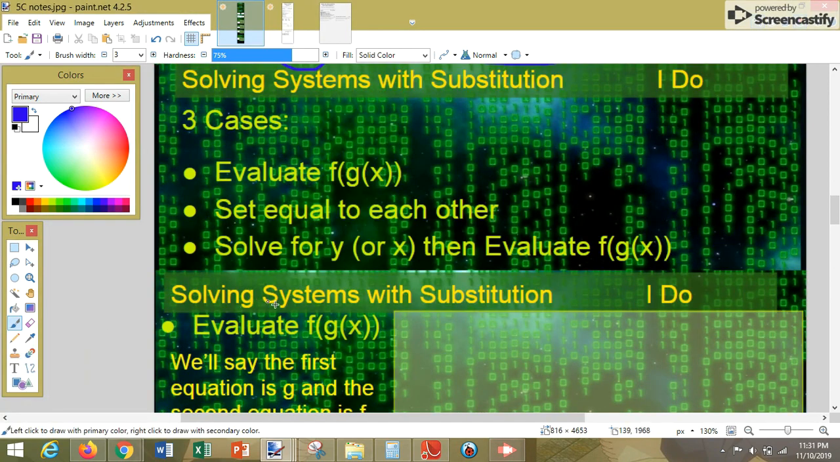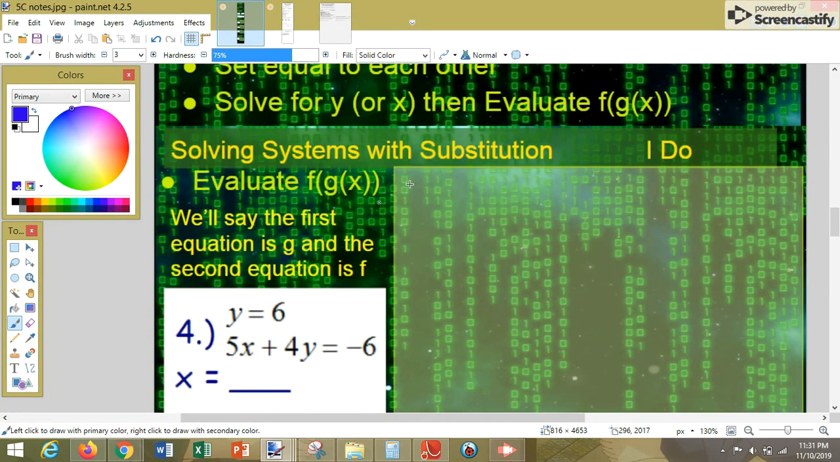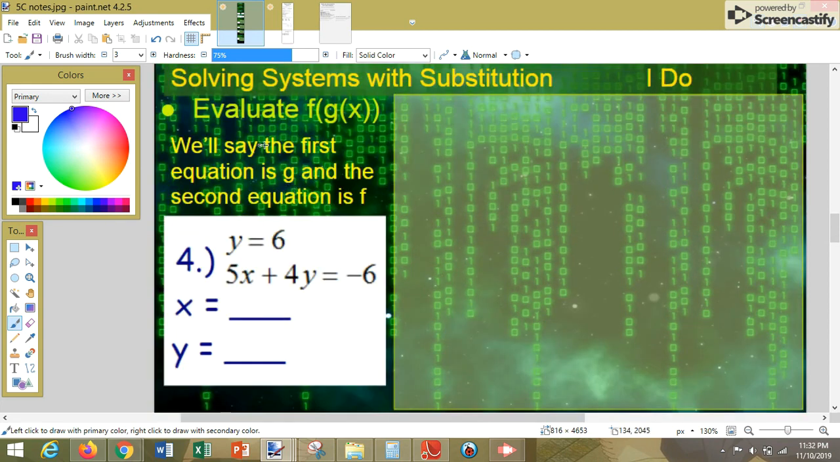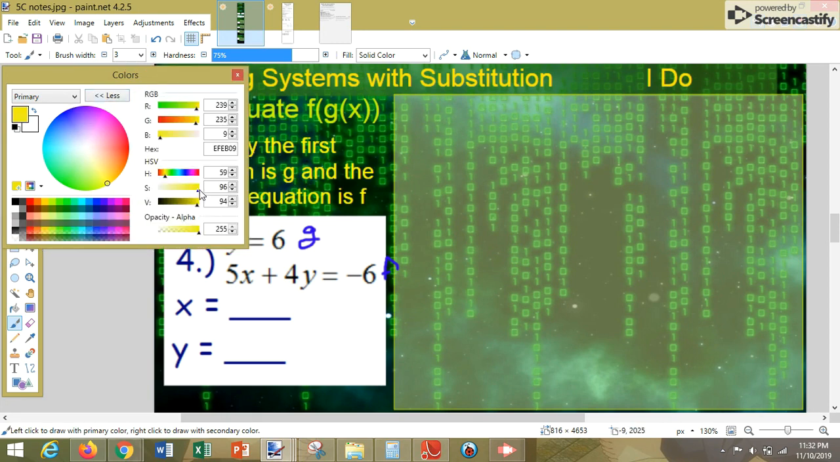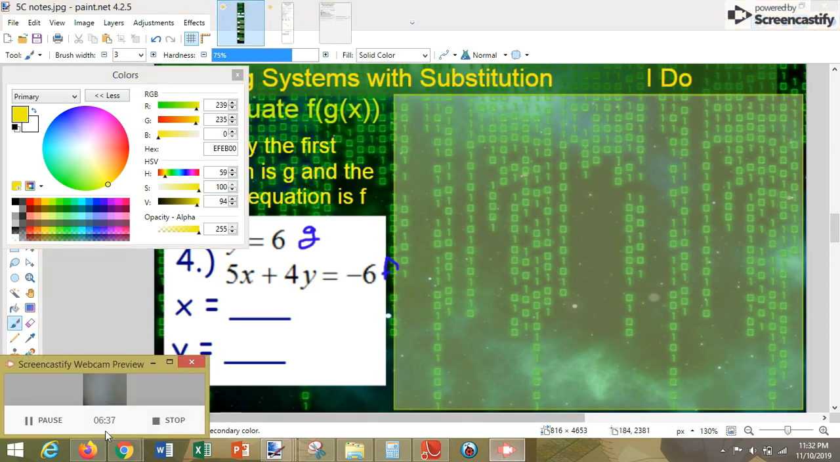Let's look at case 1. Solving systems with substitution, evaluate f of g of x. We'll say that the first equation is g, and the second equation is f. So, we know that y equals 6, so wherever we see a y in this second equation, we're going to substitute 6. So, it would look kind of like this.